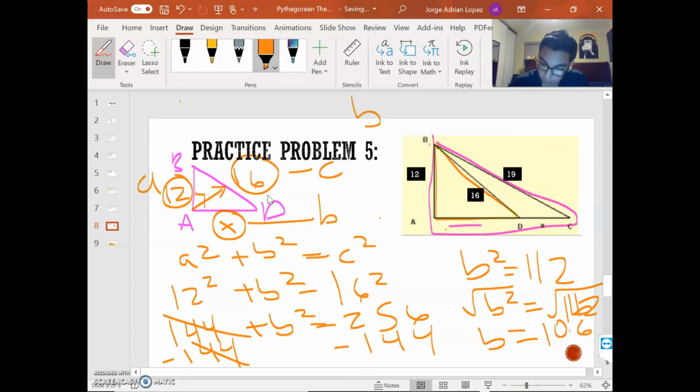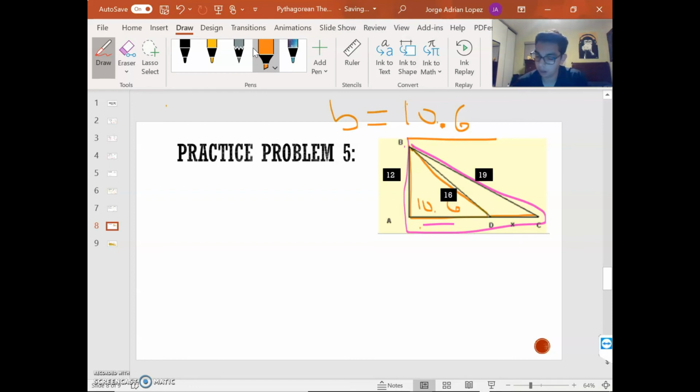So b is equal to 10.6. Alright? So now we know what AD is equal to, 10.6. But we're still missing this side, X. Alright? So before we get any further, what should I do? Erase. Equal to 10.6, alright? Now how do we solve for DC? Alright? How would we solve for D to C?